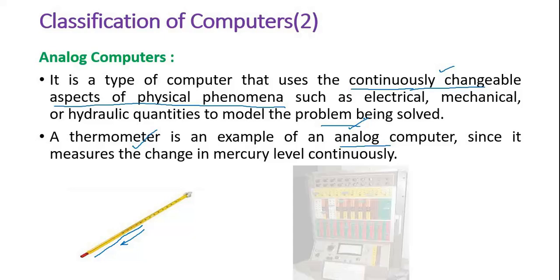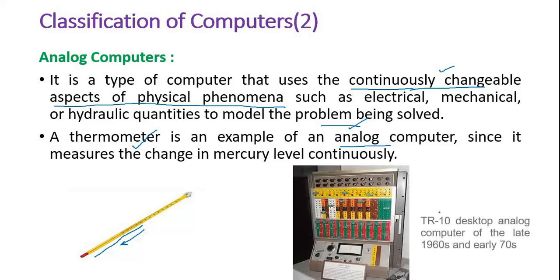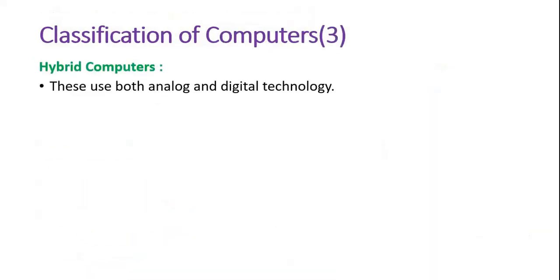And this is an example of an analog computer from the late 1960s and early 70s. This is the desktop computer, purely based on analog. We are not going to discuss much about analog. That's it, just some introduction. Then, hybrid computers.